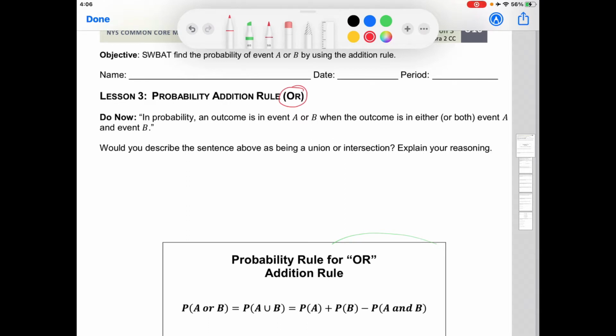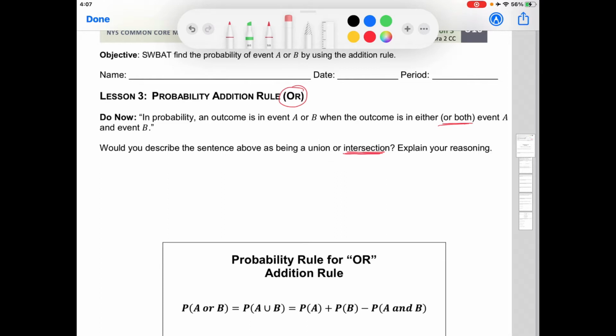So the do now says, in probability an outcome is an event A or B when the outcome is in either or both event A and event B. So what would you describe the sentence above as being, a union or an intersection? Explain your reasoning. So let's talk about intersection real quick. Intersection is when the event happens in both. It has to be in A and it has to be in B. It cannot be either or.